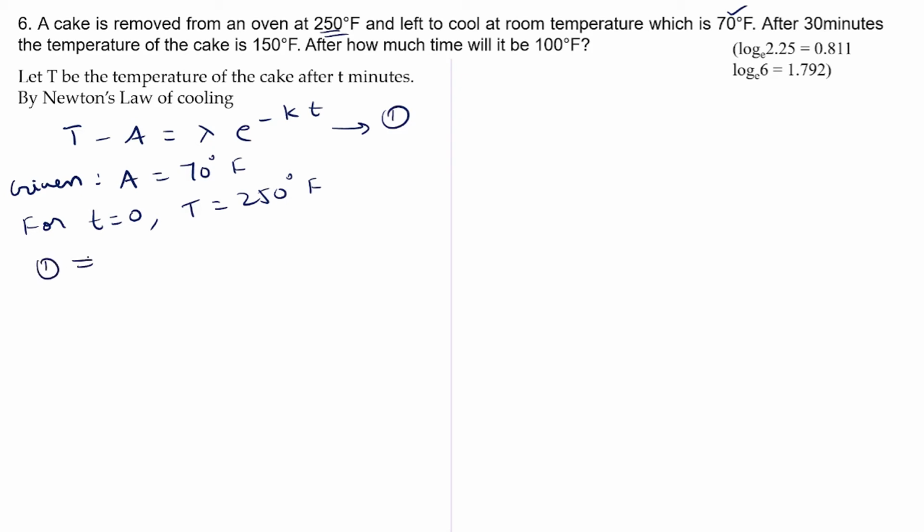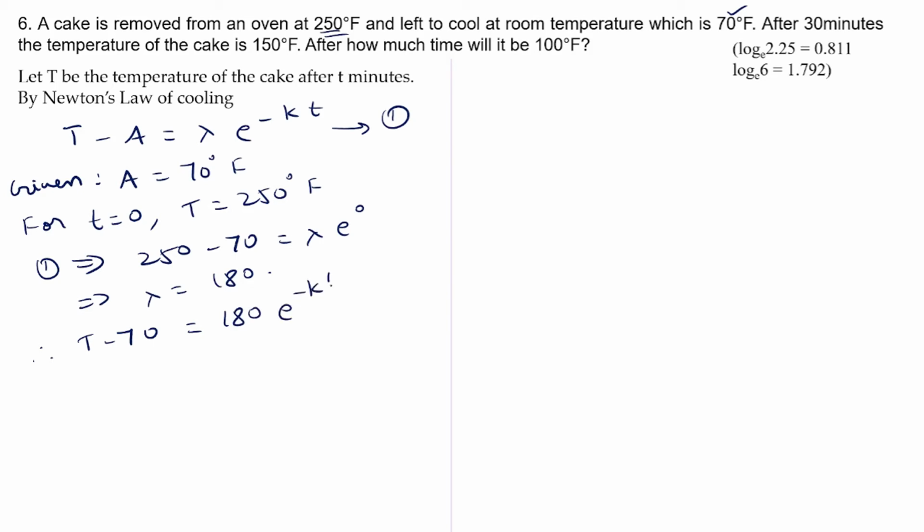Initially, when the cake was removed, the temperature was 250 degree Fahrenheit. So from this, 1 implies 250 minus 70 equal to lambda into e raised to 0 at time t equal to 0. So here we can substitute 0. E raised to 0 is 1. From this we get lambda equal to 180. Therefore, T minus 70 equal to 180 into e raised to minus kt. So this is the model for the temperature. And now it is given after 30 minutes the temperature of the cake is 150 degree Fahrenheit.